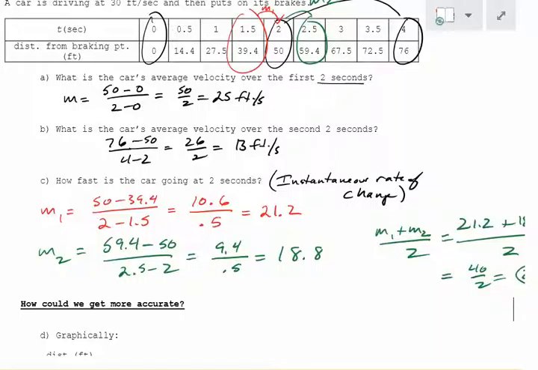Meaning, if you wanted this average rate of change to be more accurate, it would be nice if we had more data. What data would we like? We'd love to know at like time 2.4, where is it? And at time 2.6, where is it, right? Because the closer you are, the more accurate this estimate is going to be.